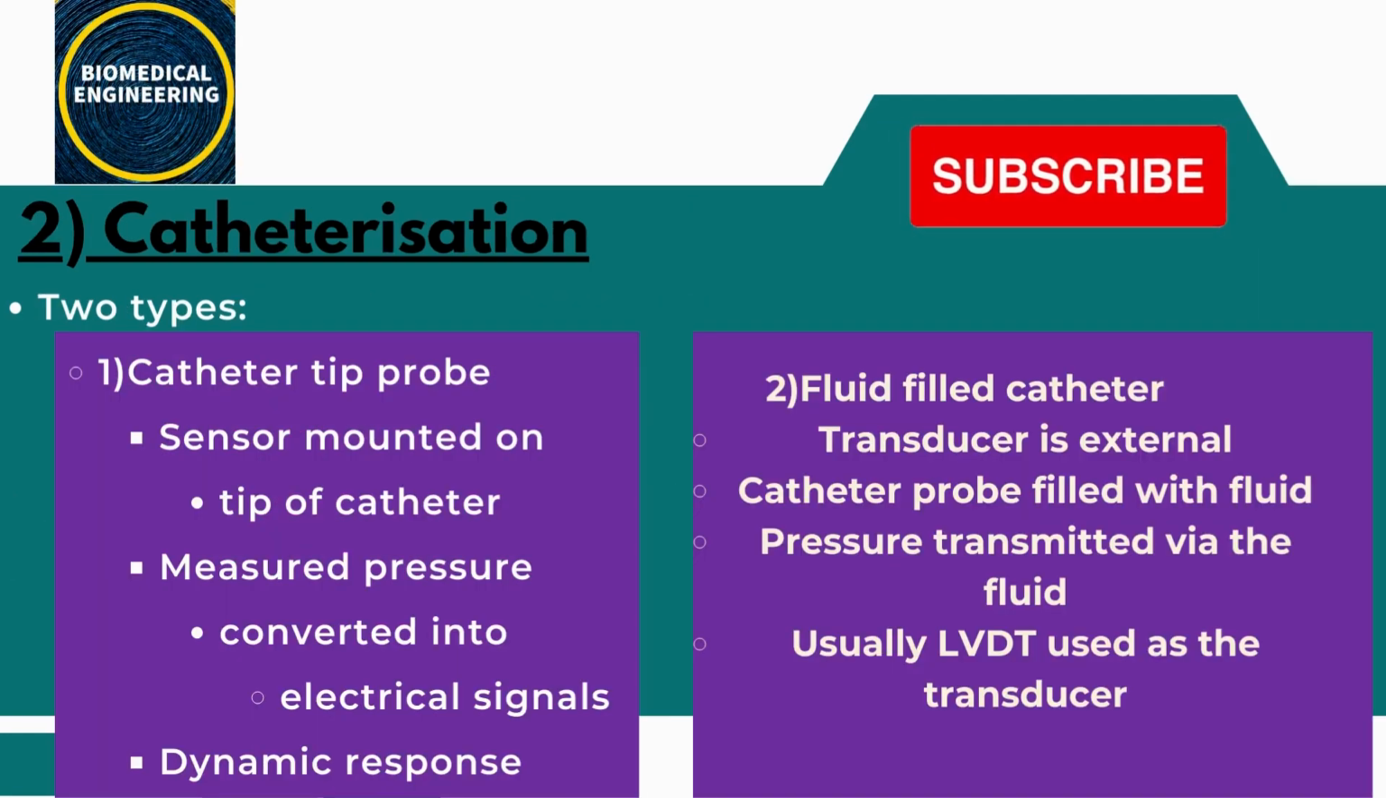Catheterization. One of the most common forms of invasive blood pressure monitoring is catheterization. This method involves inserting a thin, flexible tube called a catheter into a blood vessel, usually through the groin area. The catheter is then threaded to the desired location, such as the heart or brain, to measure blood pressure readings.